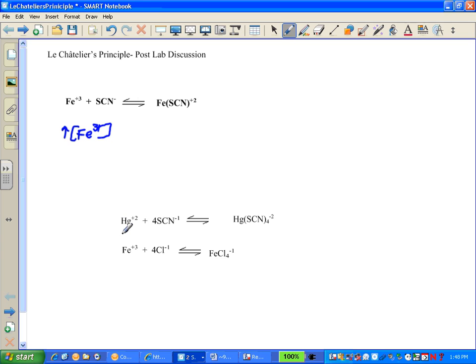These two reactions are shown in your lab in the follow-up discussion area: the reaction of iron ions with chloride ions, and iron with the thiocyanate. These are two special reactions, a new type of reaction that you haven't seen before. What you have is the iron ions reacting with chloride ions to make an ion. In both cases, these ions are called complex ions.